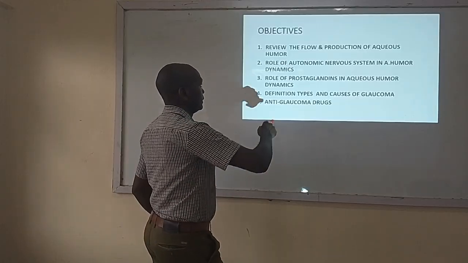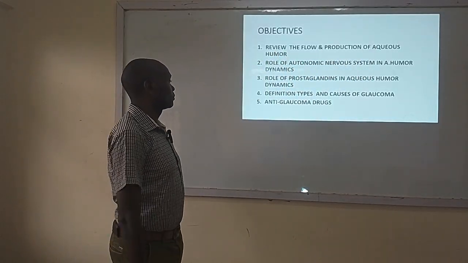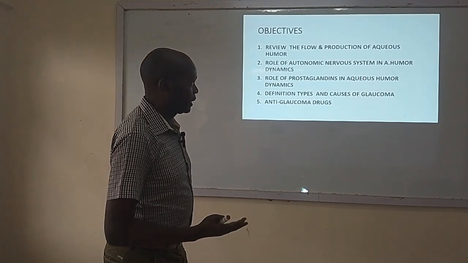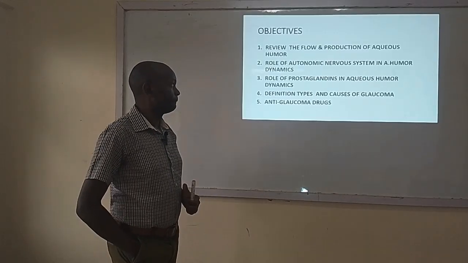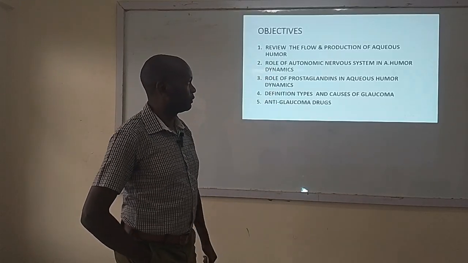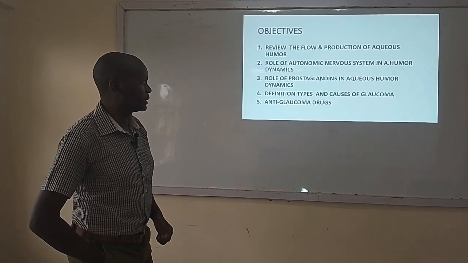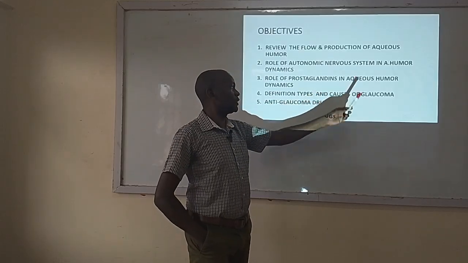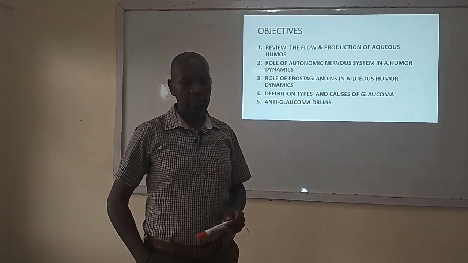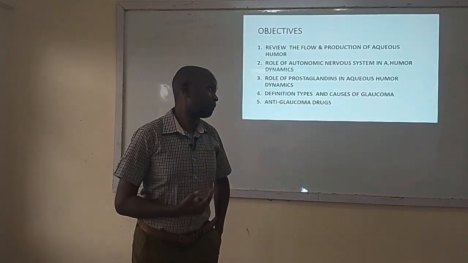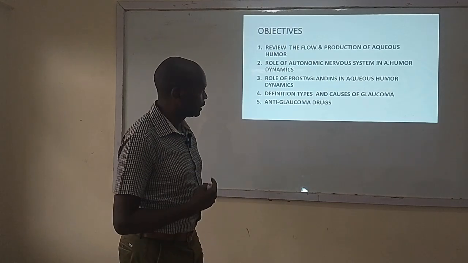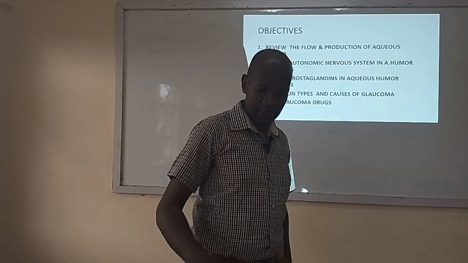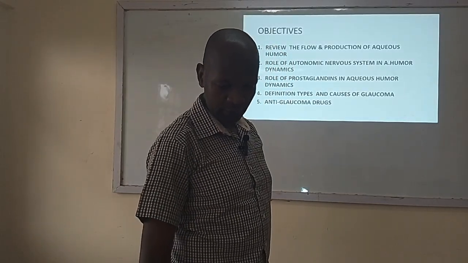Therefore, there is something called aqueous humor. We shall know what aqueous humor is, its flow and production. If time allows, we shall also look at the autonomic nervous system. Which role does it play in the production of aqueous humor in terms of its dynamics? We shall also look at the role of prostaglandins, particularly the issue of aqueous humor dynamics. We will define types and causes of glaucoma. So we shall define what glaucoma is, and later on we shall look at what are the drugs that can be used in the management of glaucoma.